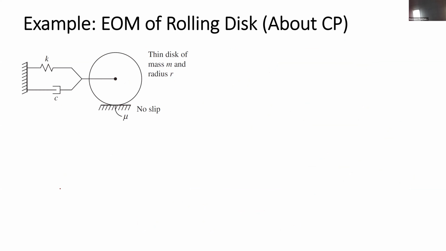Let's take the same problem, but derive the equilibrium of moment about CP. CP is the contact point here. The moment of inertia about the CG of the thin disk is 1/2 m r squared.